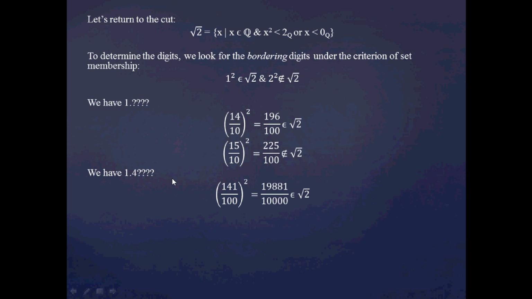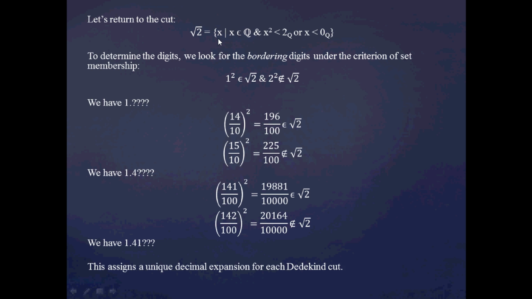And then cheating a little bit more, since we know the next one's going to be 1, we find that 141 over 100 squared produces a rational number which is in the set. We go one more digit up to 142 over 100, square it. That produces something that is not in the set. So now we have 1.41 as a representation of the Dedekind cut. And then we continue on in this pattern until we get however many digits we want.